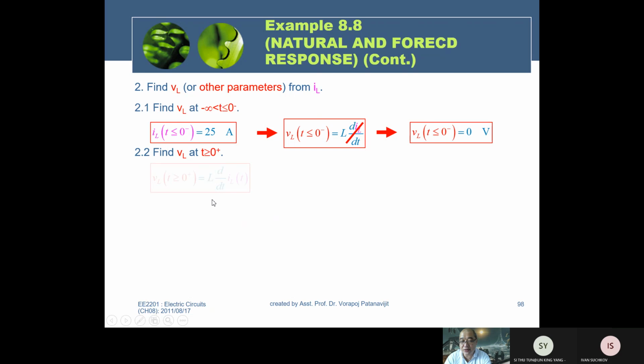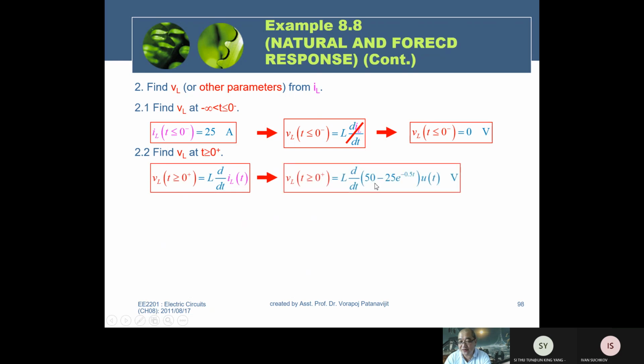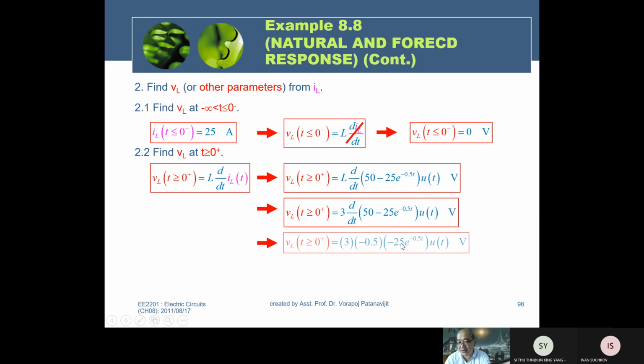But for time greater than 0, IL is not constant: IL equals 50 minus 25 e to the power minus 0.5t. Take the derivative of this term. The derivative of 50 gives 0. The derivative of 25 e to the power minus at equals minus a times 25 e to the power minus at. This term will be here. Reorganize the form, and it gives you this.